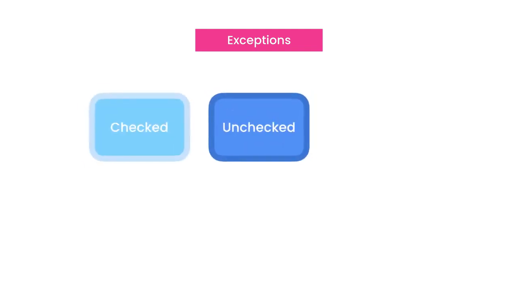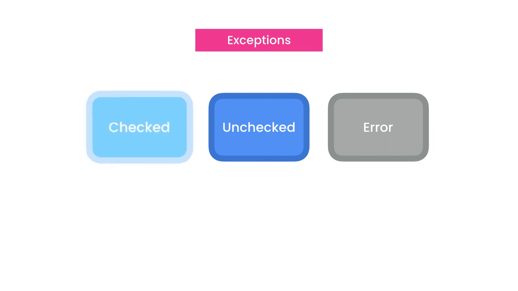In Java, we have three types of exceptions: checked exceptions, unchecked exceptions, also called runtime exceptions, and errors. A lot of people new to Java find this confusing, so let me make it super simple for you. Checked exceptions are exceptions that we developers should anticipate and handle properly.